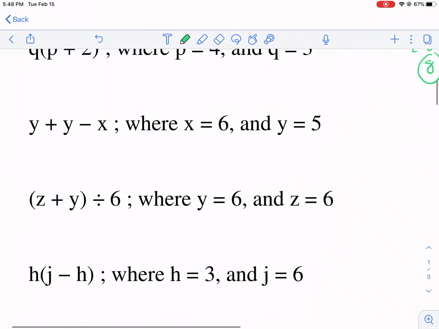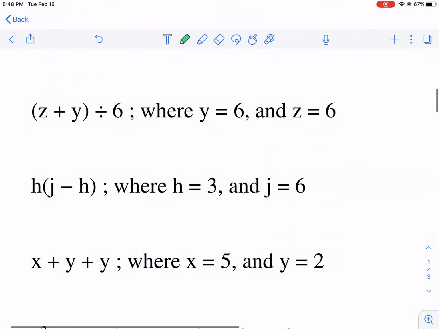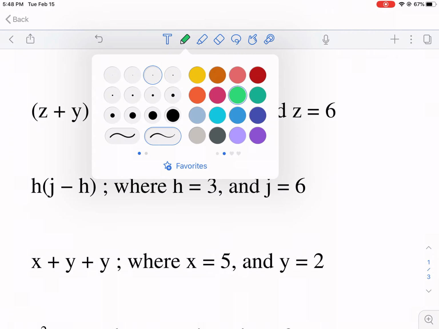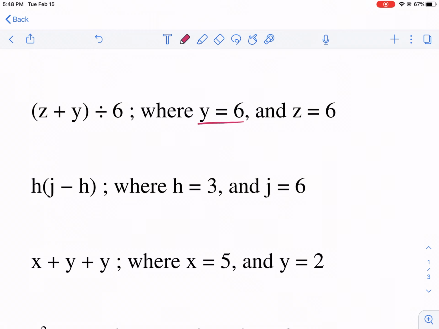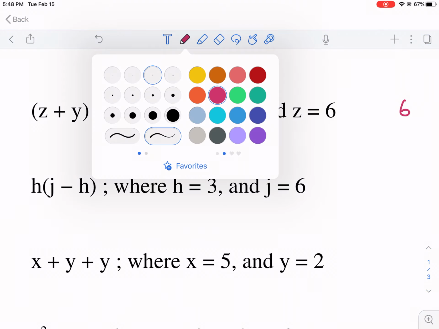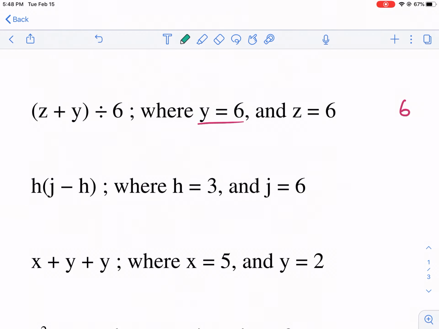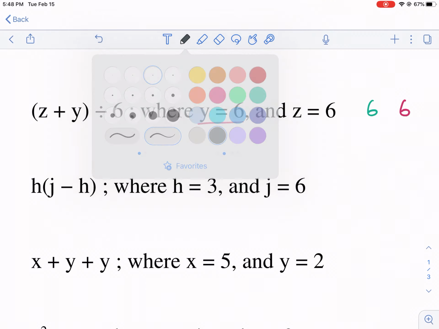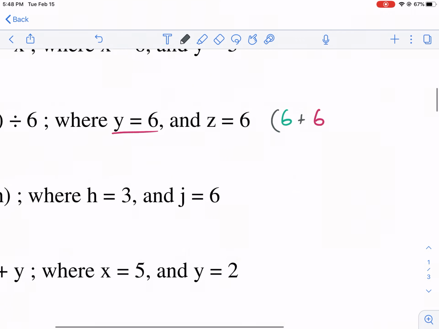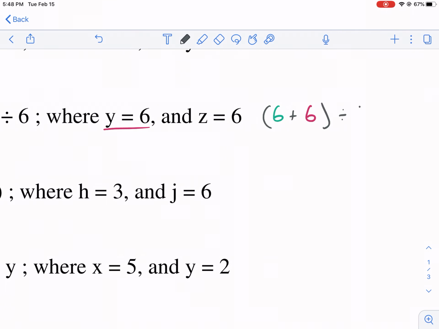Let's jump around a little bit. I'm going to go to a division one next. And let's change the color scheme a little bit. Let's go pink. We have y equals 6. So I'm going to say 6 is y. And then z is also equal to 6. So one thing we know is z and y are the same thing. So I'm going to write 6 here. And then, wow, we have lots of 6's in this problem. And then divide by 6.